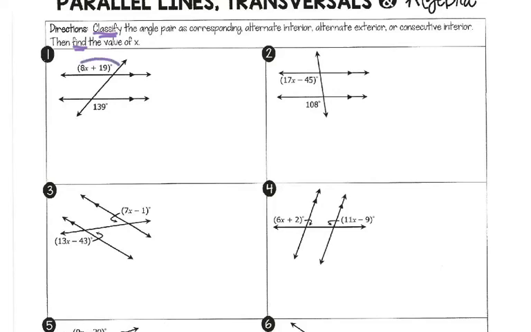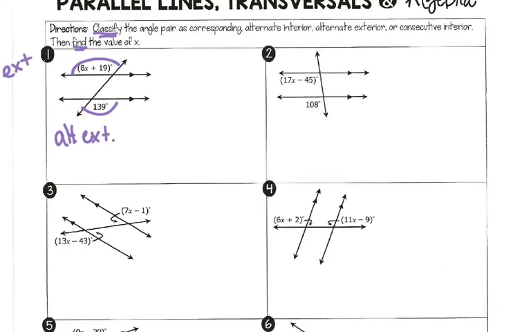So if I notice I have this angle out here and this angle here. Now asking myself, are they outside or inside? Well, they're outside, which tells me it has to be an exterior. And then are they on the same side of the transversal or opposite? Well, they're on opposite sides. So that means that they're alternate to me. So that means my classification would be alternate exterior.